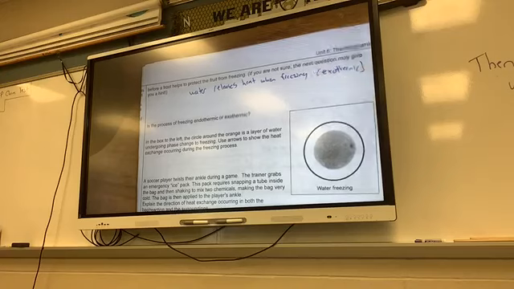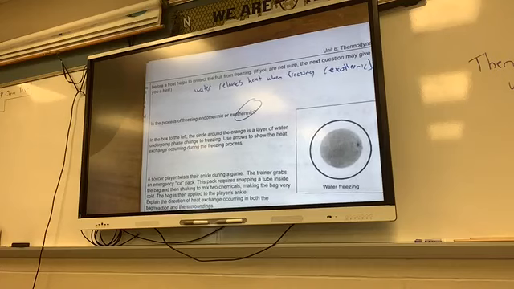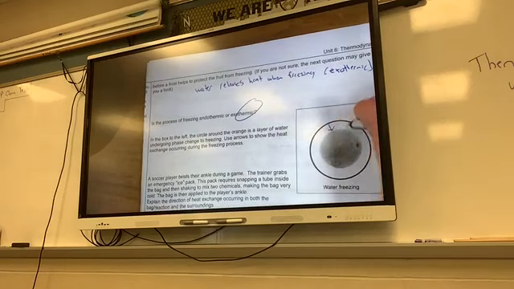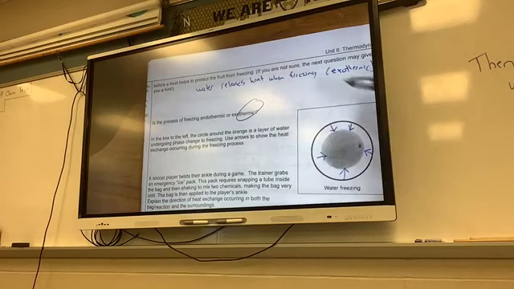Oh, by the way, that's exothermic. In the box to the left, the circle around the orange is a layer of water. Use arrows to show the heat. So the water's going in, right? And then layer of water undergoing freezing. Use arrows to show. Okay.